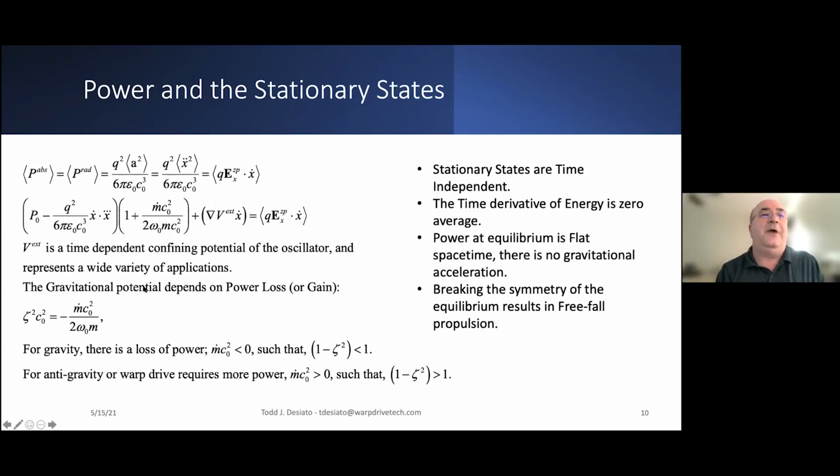So the gravitational potential depends on power loss or gain. And here I'm equating the damping factor with the speed, multiplying by the speed of light squared to get this pseudo gravitational potential, so that you can see that for gravity, if there's a loss of power, m dot, which is the time derivative of mass times c squared, is less than 0, such that 1 minus the zeta factor is less than 1. But for anti-gravity, it's just the opposite.